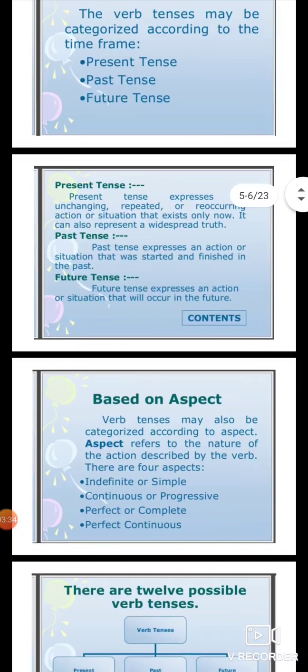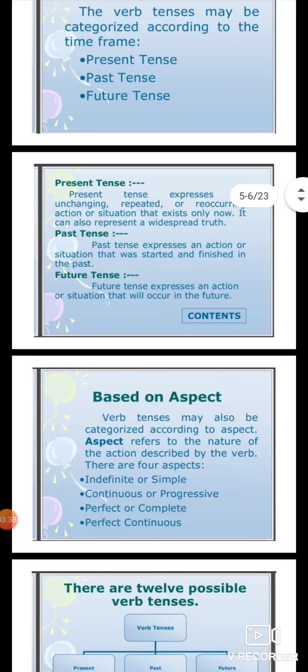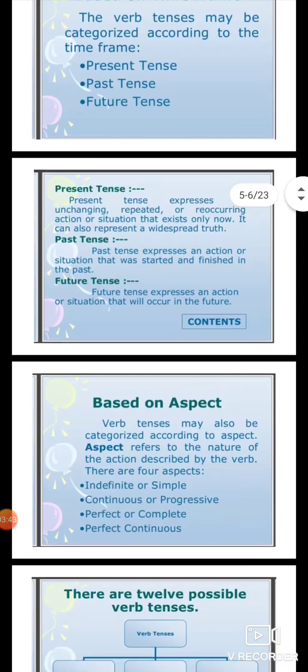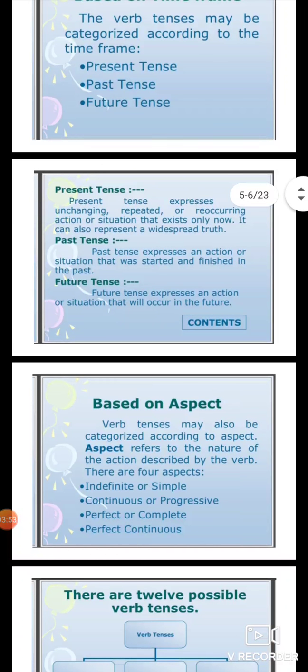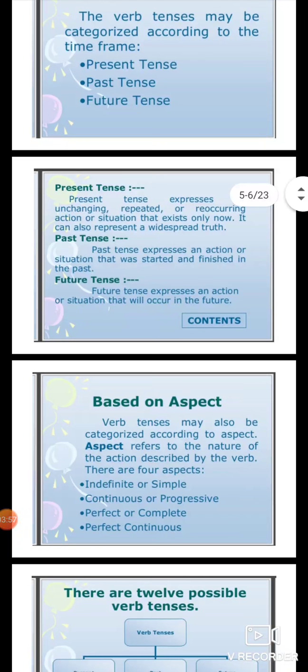Now what is past tense? It is related to an action or a situation that has already been started and completed in the past. For example, "I went to the beach yesterday." That means it is over. The activity started yesterday and was completed yesterday, in the past. So it was started and finished in the past.